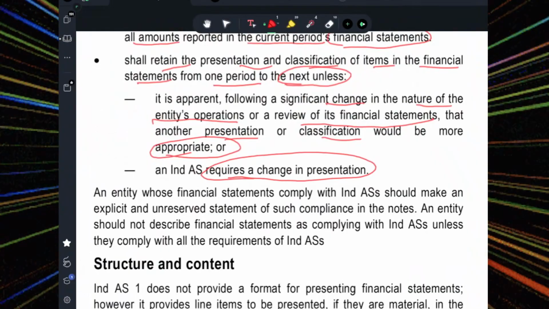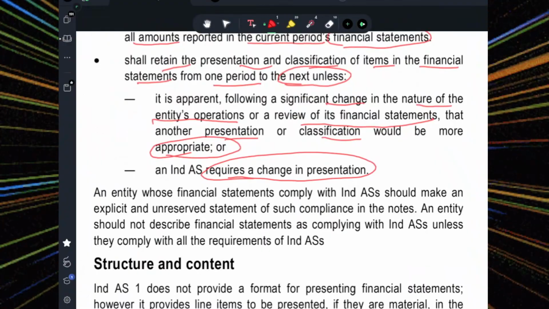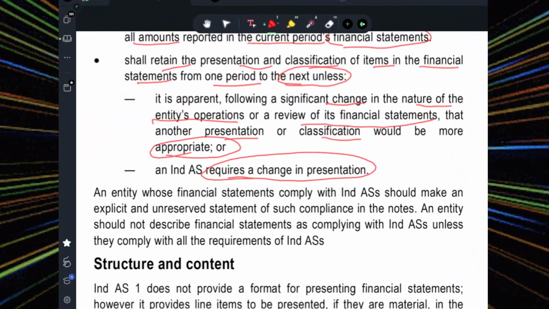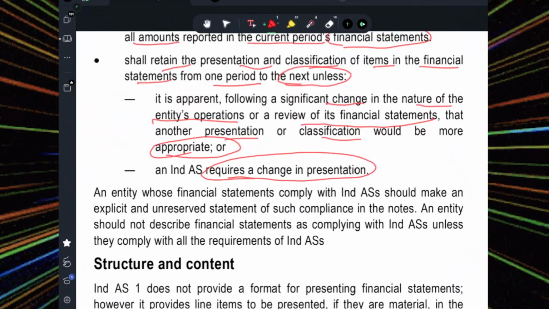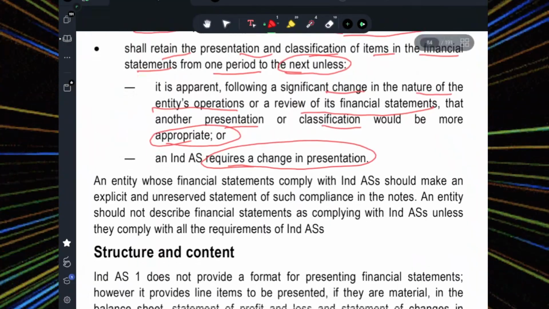This is the previous balance sheet. This is the current balance sheet. This is the effect of the change in presentation on the previous year and current year. And this is the third balance sheet. So five things should be given in the same balance sheet.